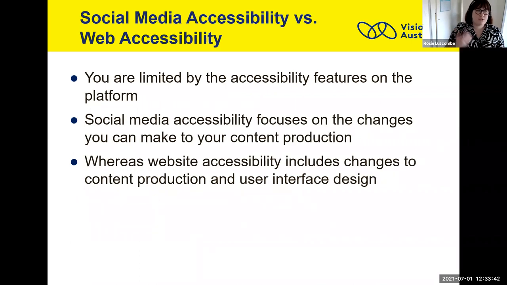So first of all, social media accessibility versus website accessibility. Unfortunately, we can't fix inaccessible social media platforms ourselves. This can only be done by the platform itself. And so we are limited to the accessibility features on the platform. Social media accessibility focuses more on the changes that you can make to your content production, whereas website accessibility includes changes also to your content production, but also the user interface design.